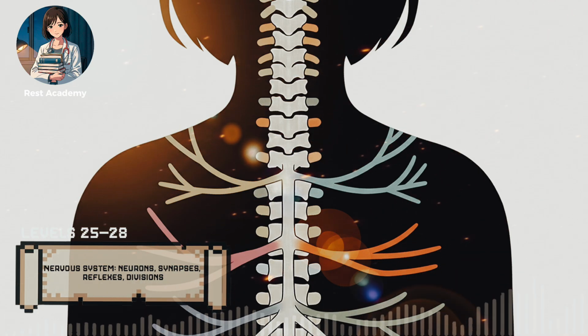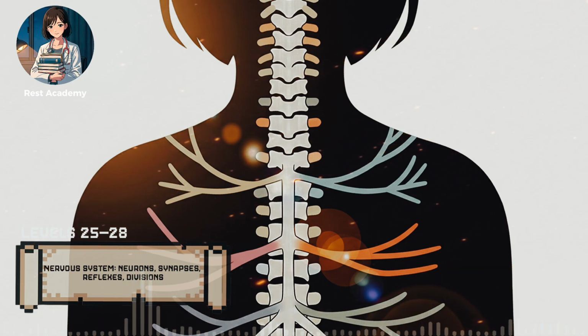When you stand suddenly, baroreceptors trigger a sympathetic increase in vascular tone to maintain blood pressure. When you eat, parasympathetic pathways activate digestive motility and enzyme secretion. When you feel threatened, the sympathetic system primes muscles and suppresses non-essential activity.